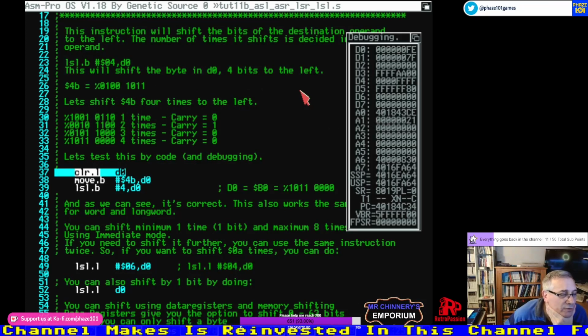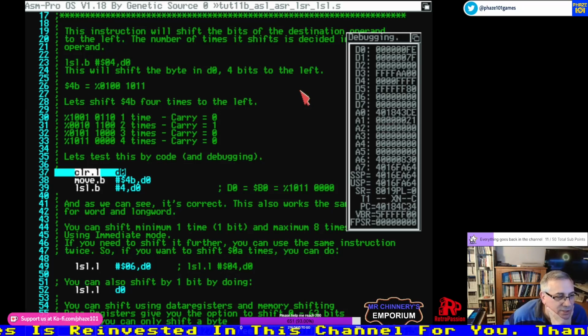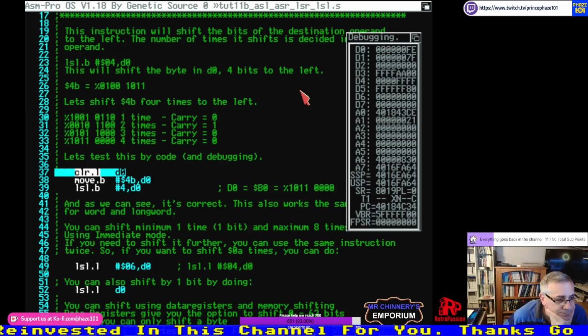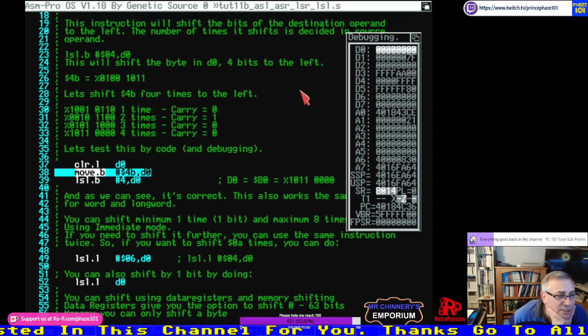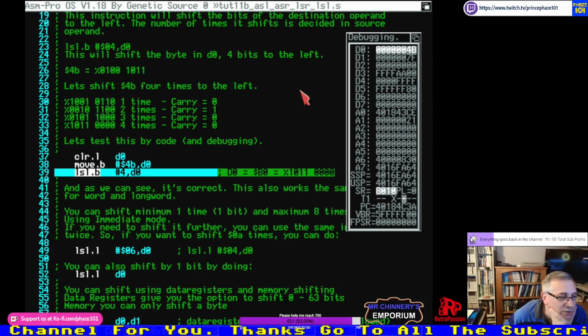So here we have the logical version instead of the ASR. So we cleared the 0, we move 4B into the 0, and we shift it to the left.